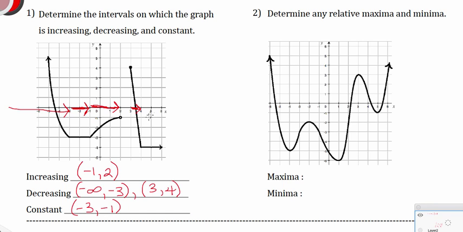And then finally, my graph is going nice and steady again. It's going straight across and constant. And that starts up at 4 and then just goes on forever to infinity. So we're going constant again from 4 to infinity.